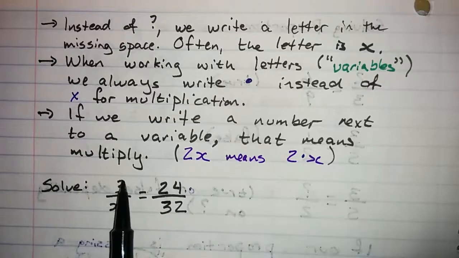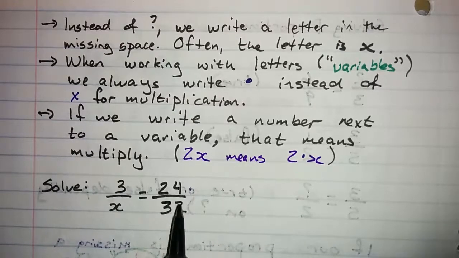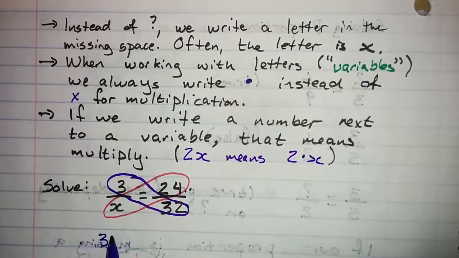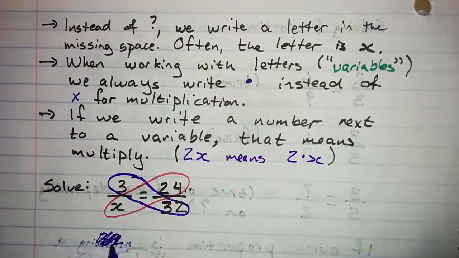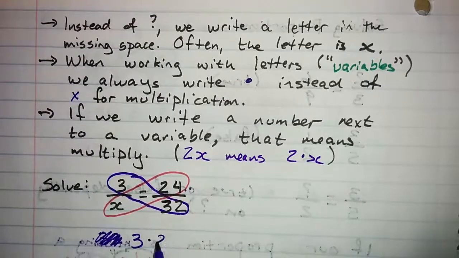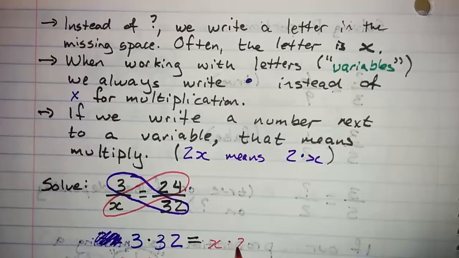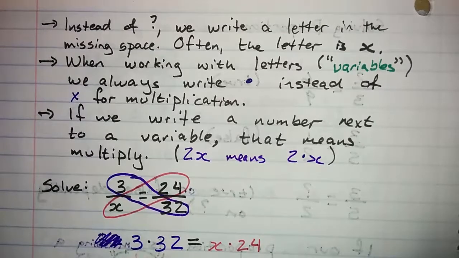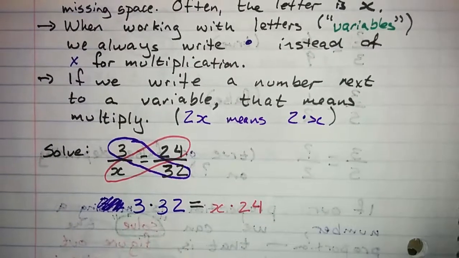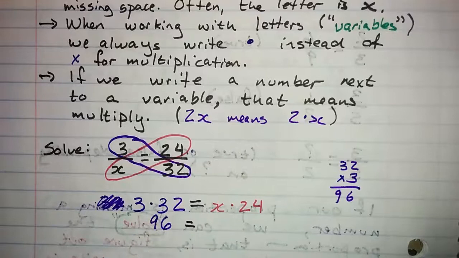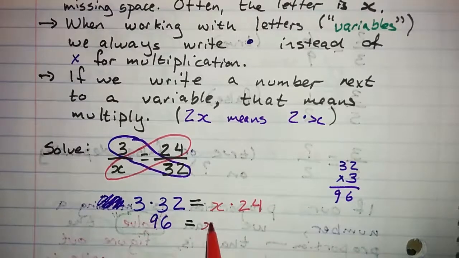Let's say we want to solve 3 over our unknown number is equal to 24/32. Well, again, our first move is to look at the cross products and say, if it's going to be the case that 3 times 32 is equal to our unknown number times 24, what does our unknown number have to be? Well, let's see, 3 times 32, that's 96. And that's equal, again, to x times 24.